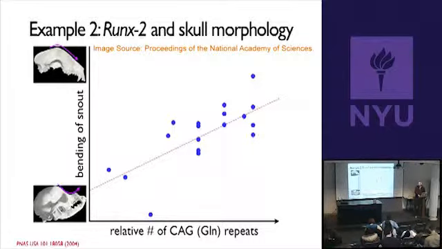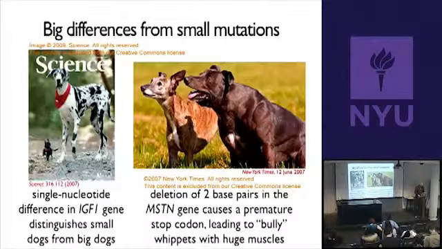I want to go through just a couple more examples of very recent studies. A lot of these studies on dogs associating traits with particular DNA sequences are only a few years old. So here are two examples from 2007 where particular genes were found to be causative of the differences between dog breeds.